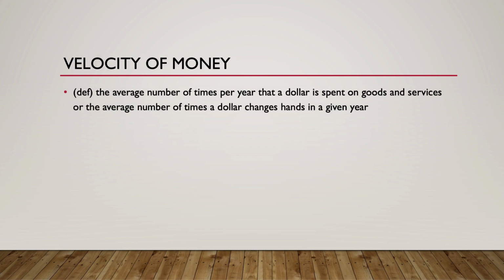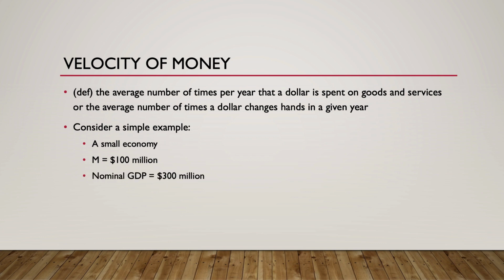The velocity of money is the average number of times per year a dollar is spent on goods and services, or the average number of times a dollar changes hands in a given year. Consider a simple example. In a small economy, suppose that the central bank has $100 million in circulation. Assume that the money supply stays constant throughout the year, and that the small economy's nominal GDP is $300 million.